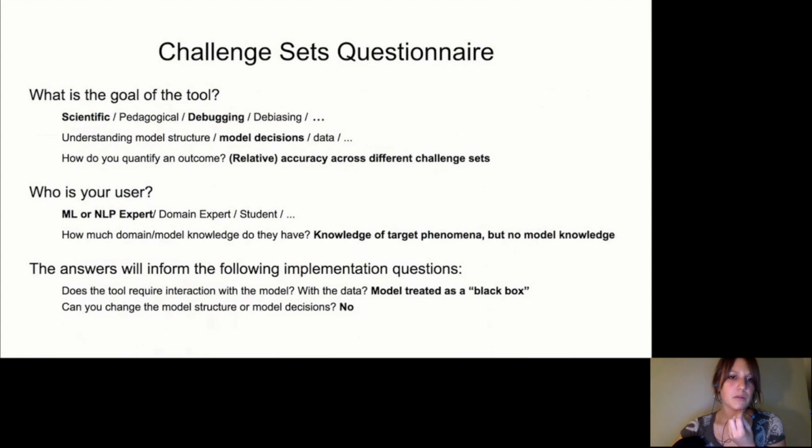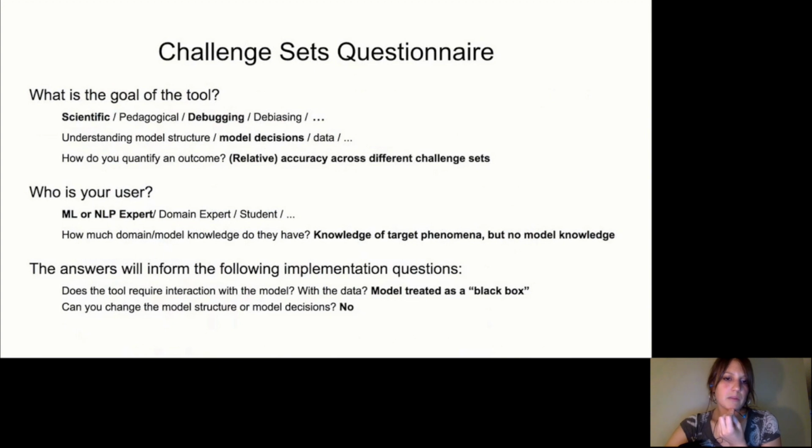Again, unlike the probing classifiers where we really can't look under the hood, we're treating models as black boxes, and we're just looking at what the outputs are on specific inputs, and comparing that across the board. In terms of how we quantify the outcomes of these models, it's very straightforward. We're usually just computing accuracy. Typically, we have challenge sets that are divided into subsets, or we're looking across a range of challenge sets and comparing accuracy. So I'll give more examples there.